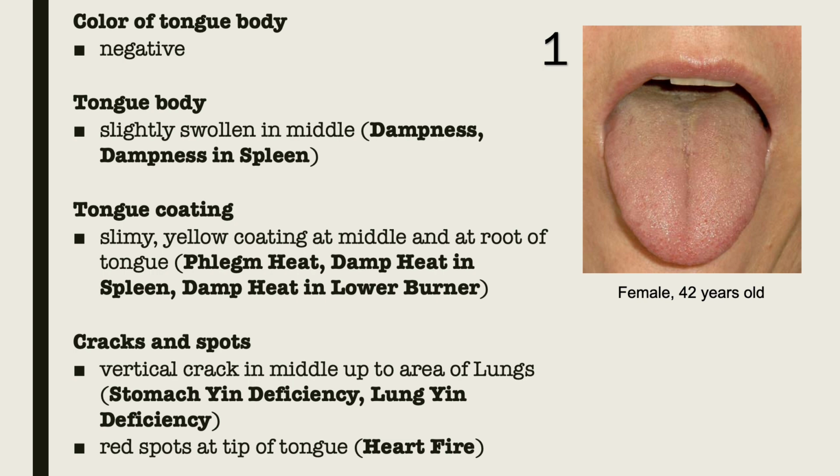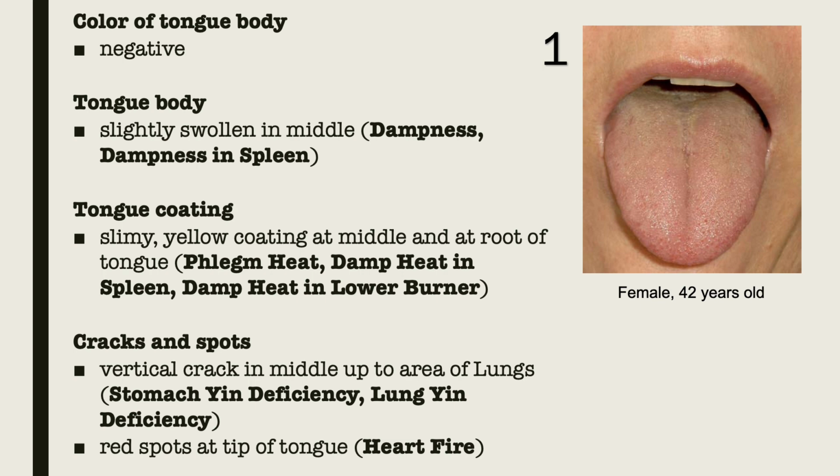Then look at the tongue coating. Slimy yellow coating at the middle and at the root of the tongue. Indicates phlegm heat, damp heat in the spleen, damp heat in the lower burner.